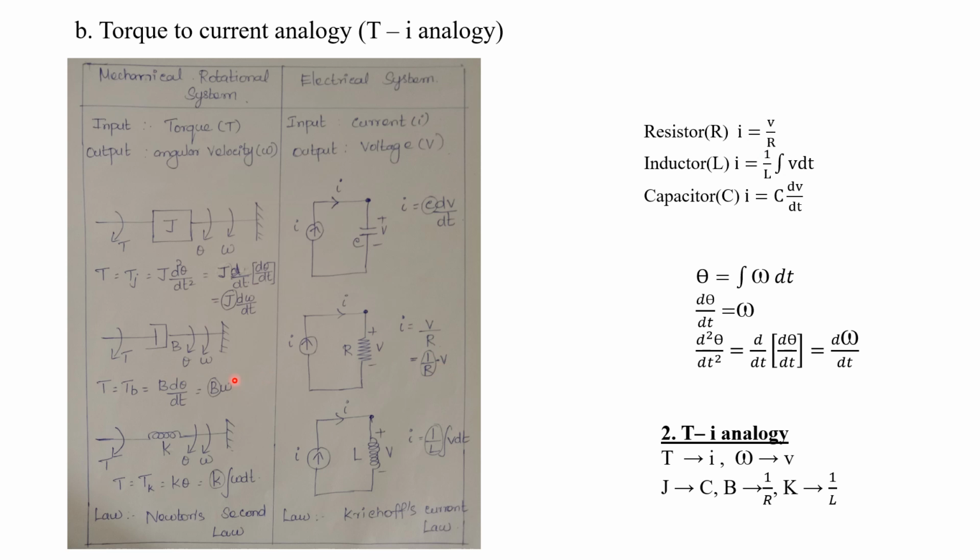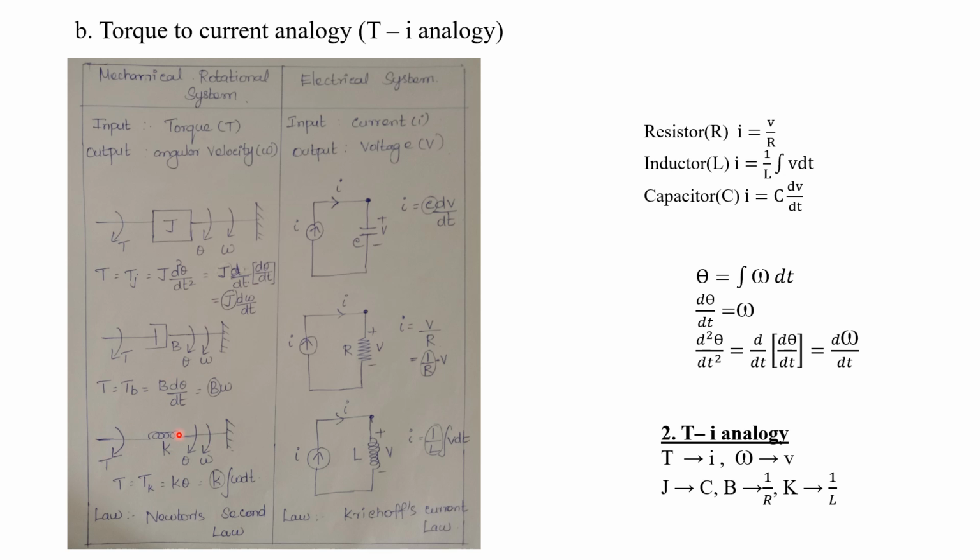Now see here, these two equations are in a similar form. That is, input torque will be equal to B into output velocity. Here the input current will be equal to 1 by R into output voltage. Now we can equate B in the mechanical system to R in the electrical system. But quantity-wise, the frictional coefficient will be the reciprocal of the resistance value. Understood? Now we have to transform the third element, that is K.